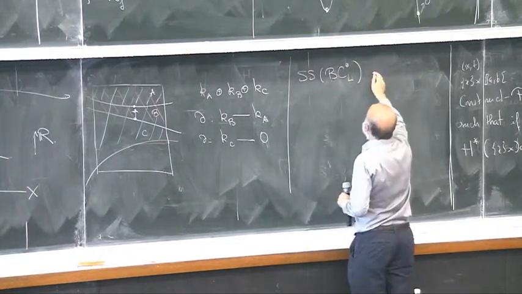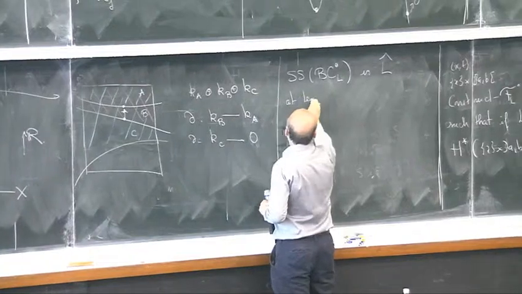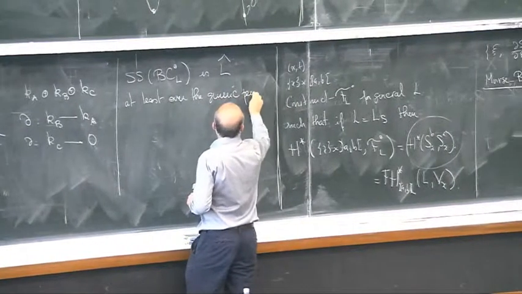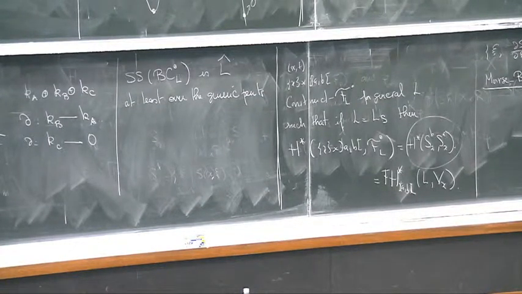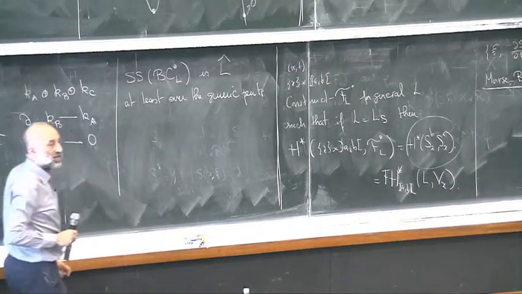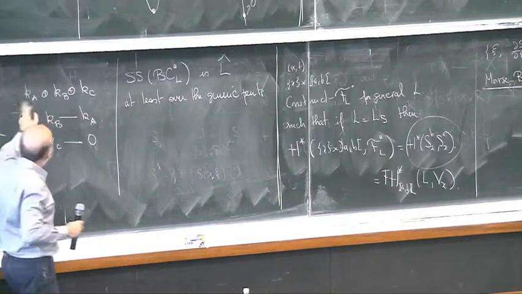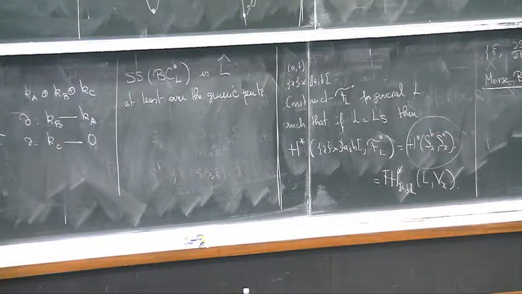This is not so difficult, and it's also not hard to prove that the singular support of BC star L is L hat at least over the generic points. So at least over this region here, it's not hard to see that the singular support is just L hat, because the singular support of K has to be contained in the sum of the singular supports of Ka, Kb, and Kc, which are exactly given by these three sets. So in that case, it's almost obvious.